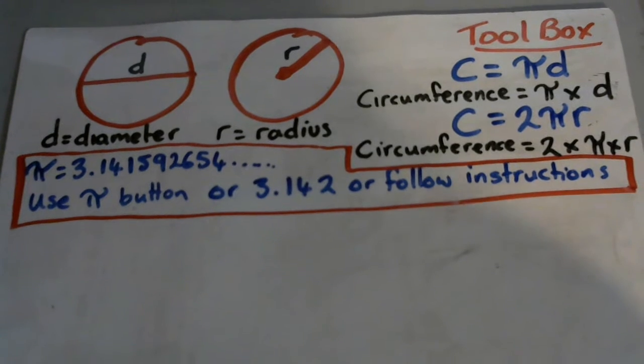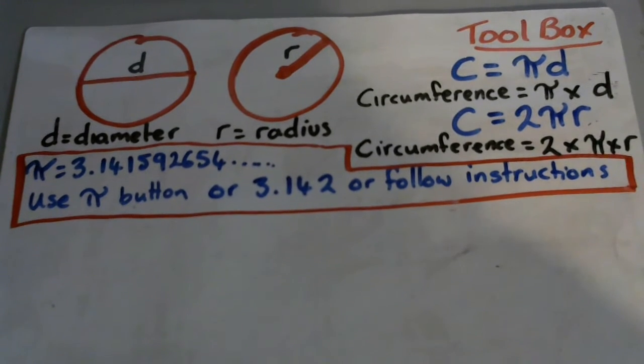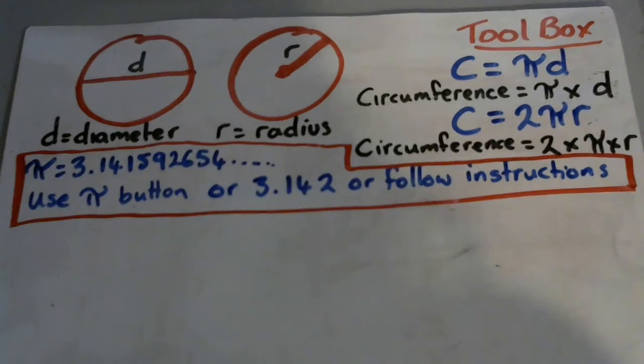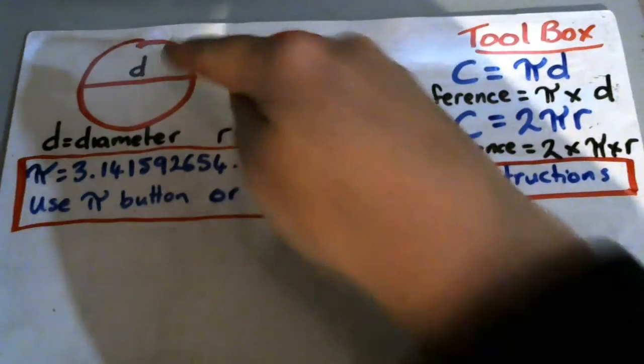Hey guys, welcome to this video about circumference of a circle. Remember, circumference of a circle is just finding the perimeter of a circle, or the distance around the outside.